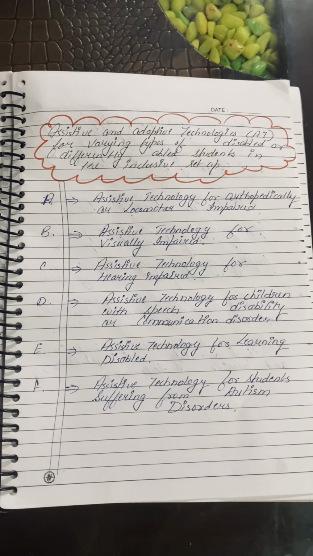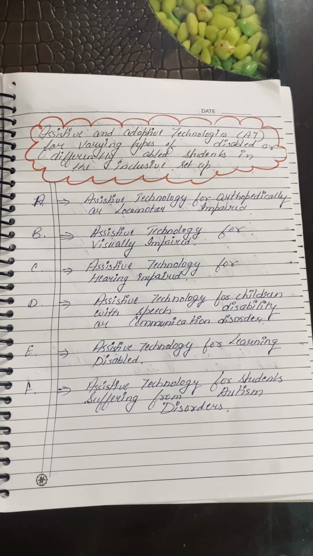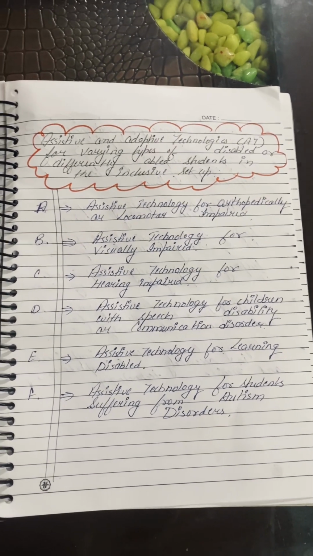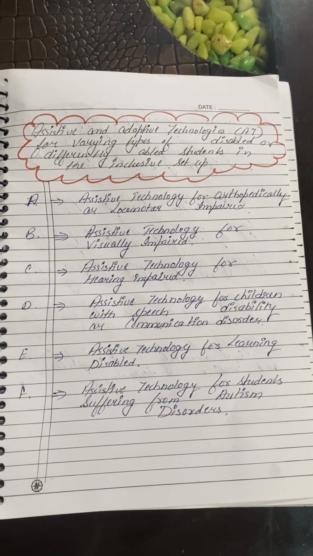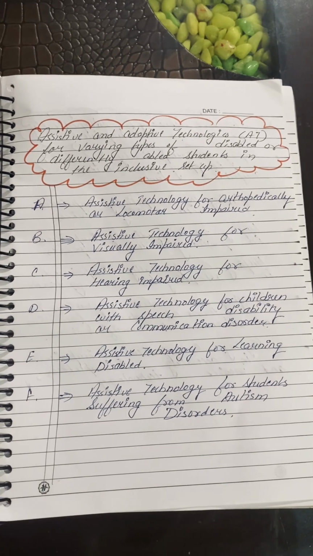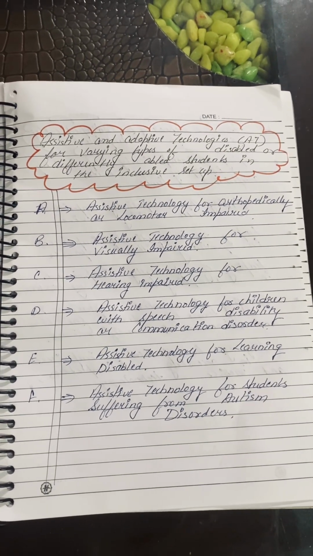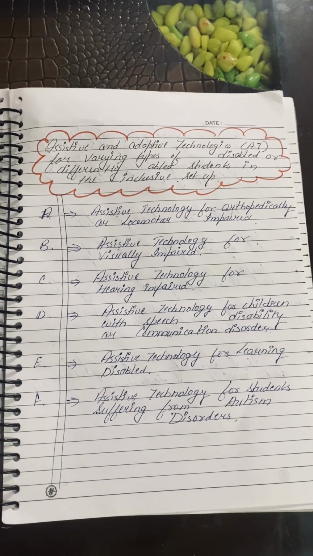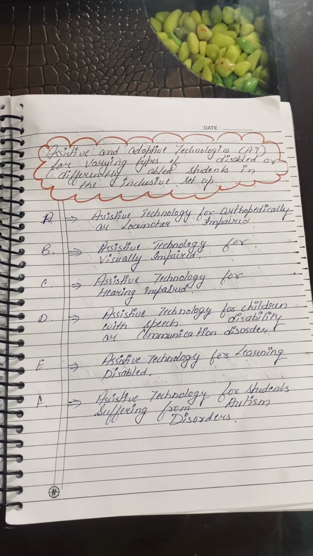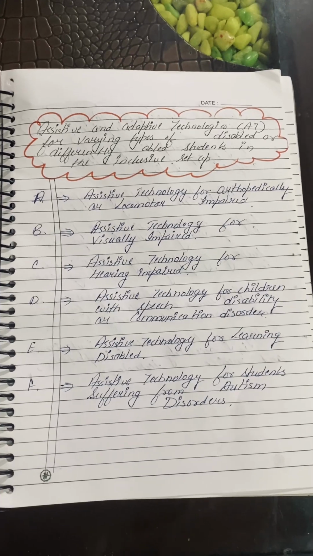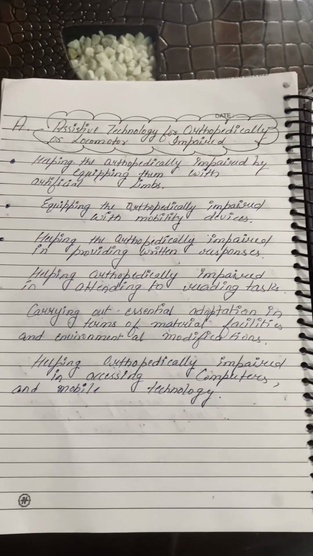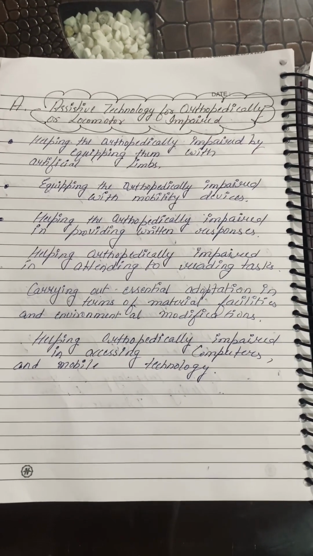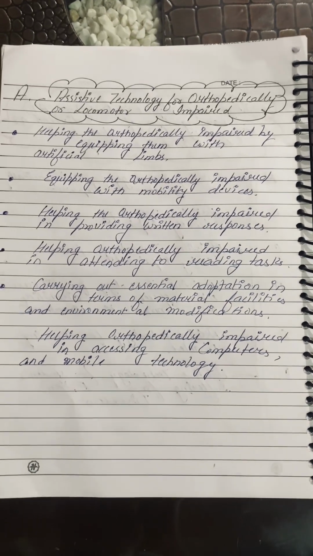Now we will explain one by one. The first one is assistive technology for orthopedically or locomotor impaired.